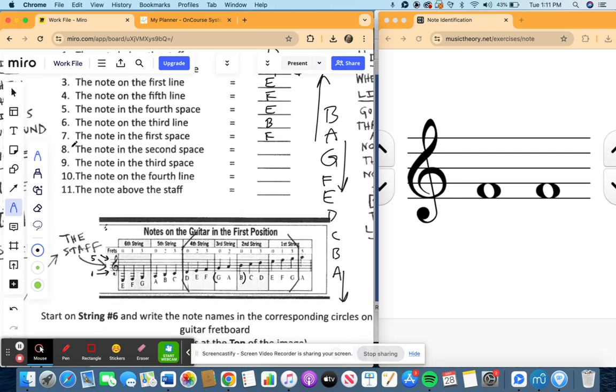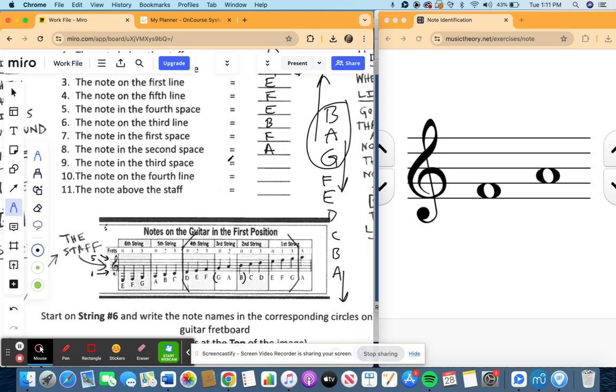We got 4 more. The note in the second space. Now, this was F. And we know the note above F is G on the second line. And we know the bag technique tells us the note above G is the note A. That's it. The note in the second space is the note A.